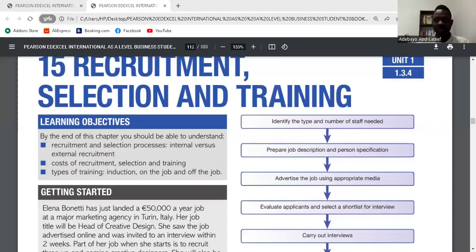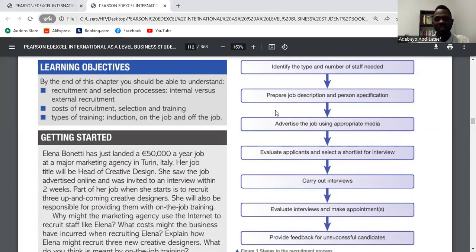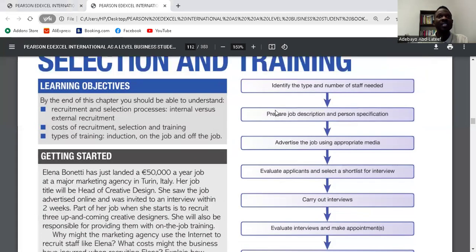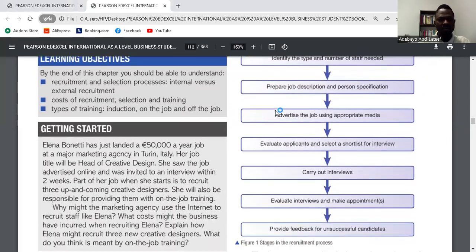Go to Business AS Level, chapter 15: recruitment, selection, and training. When I talk about recruitment, we're talking about employing workers for a vacant position. That means there's a vacant position that needs to be filled. That is why recruitment will take place. Yes. So let's go down and see.